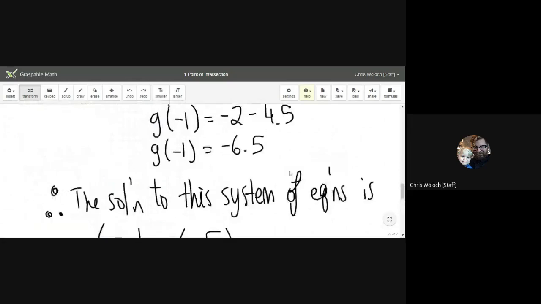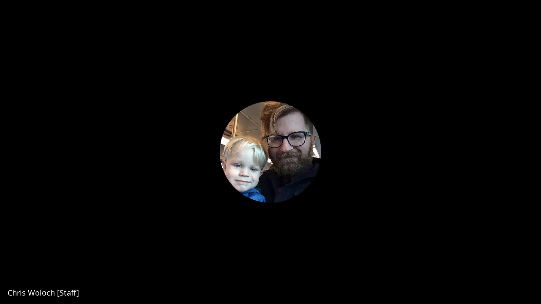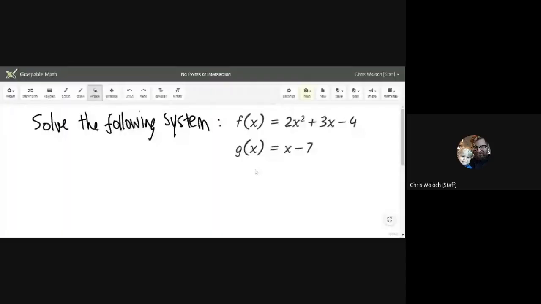All right. Everybody cool with that? So now what we'll do is the last one. Is this the one I want? Yes. Now we're going to do an example where there is going to be no point of intersection, and we're just going to see what happens when I do that algebraically.